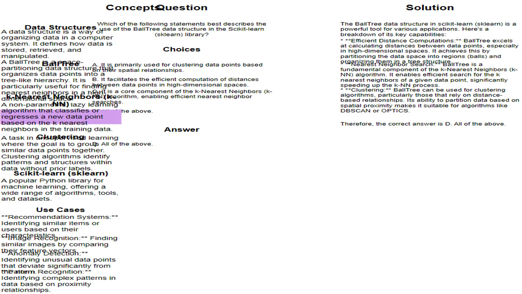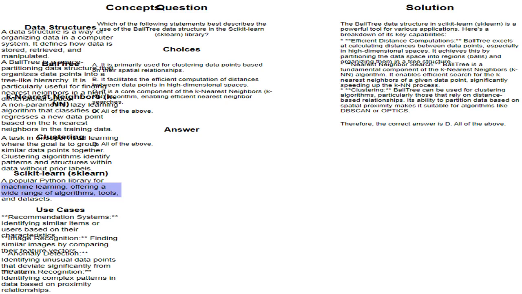K-nearest neighbors is a non-parametric, lazy learning algorithm that classifies or regresses a new data point based on the k-nearest neighbors in the training data. Applications: handwriting recognition, image classification, credit scoring. Clustering is a task in unsupervised learning where the goal is to group similar data points together. Clustering algorithms identify patterns and structures within data without prior labels. Applications: customer segmentation, document clustering, image segmentation.